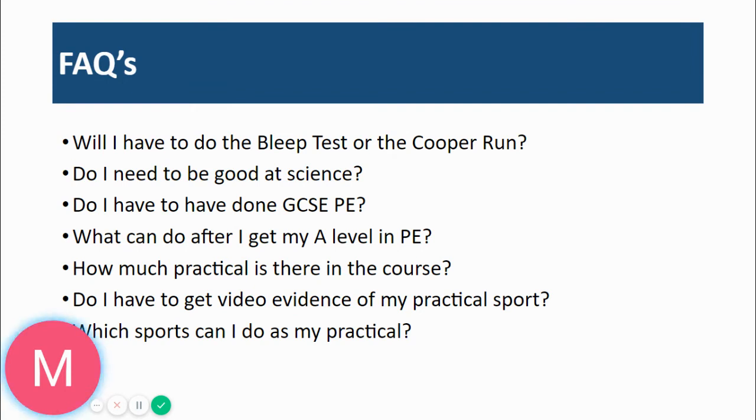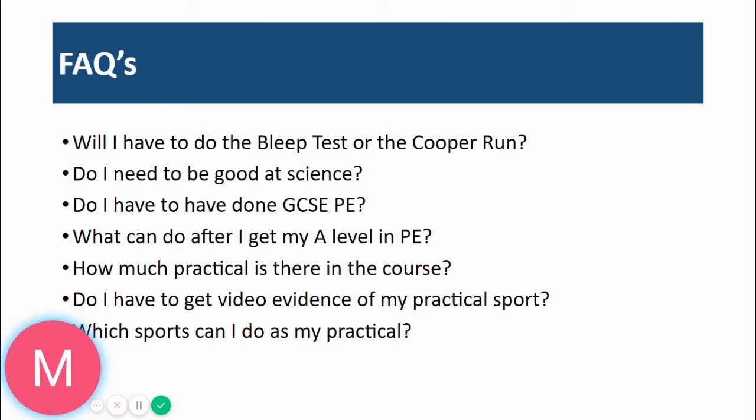And finally, I'll just finish with some of the most common questions that students usually ask about A-level PE. Will I have to do the bleep test or the Cooper run? The answer to this is probably yes. There are around 16 fitness tests that you need to learn and you will do them all practically to help you learn about them. You'll also need to do some fitness tests to help you to plan your coursework.